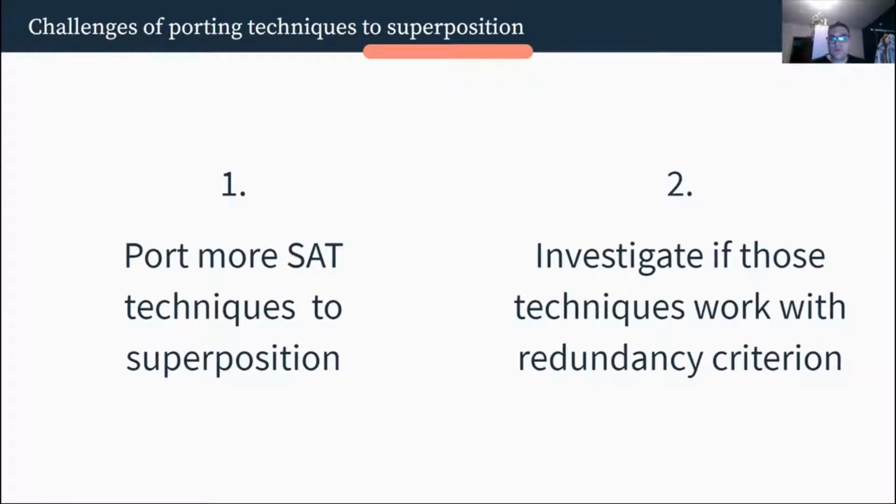This is why we set two goals in front of ourselves. The first one is let's try to see how we can port as many techniques from SAT solving as we can, and the second one is let's see if we can port them not only as preprocessing techniques, but let's try and make them work with the redundancy criterion. So make them work as in-processing techniques.